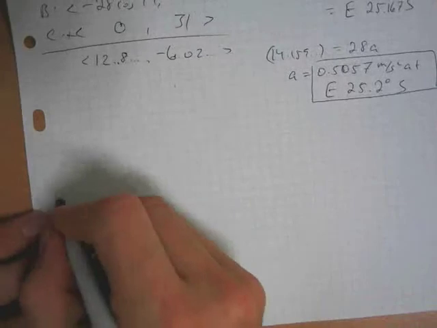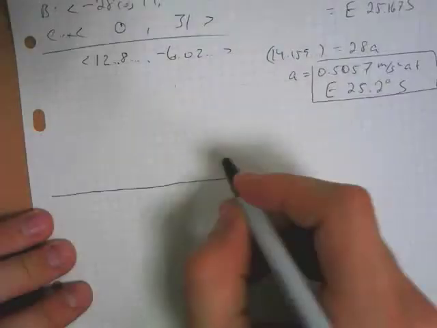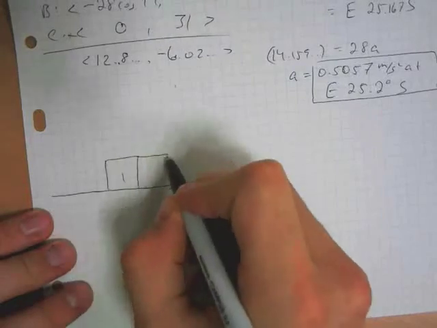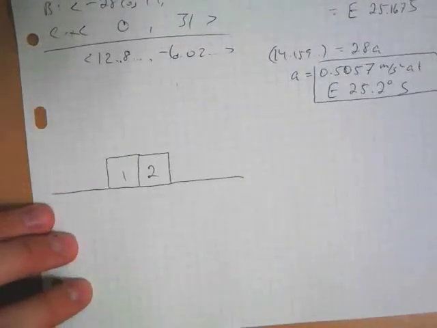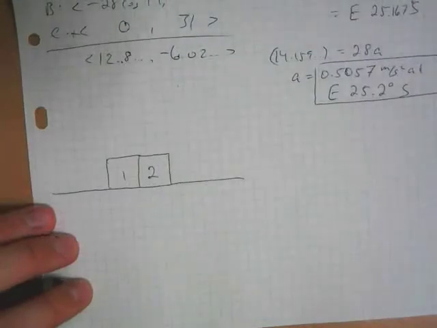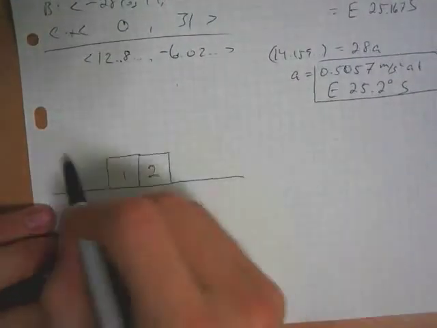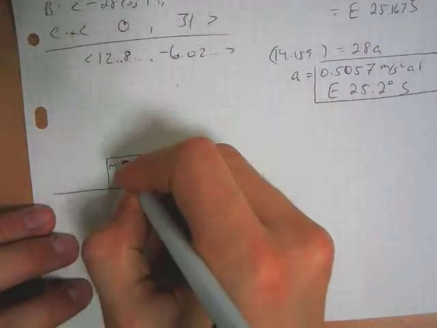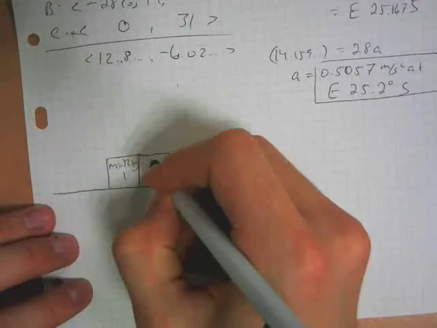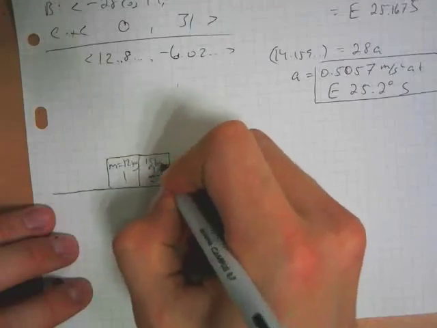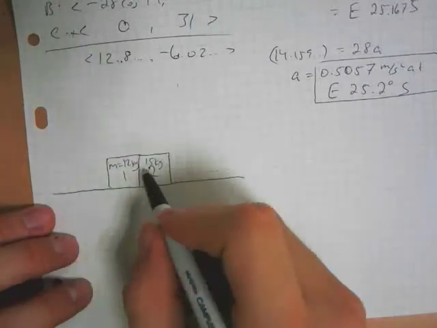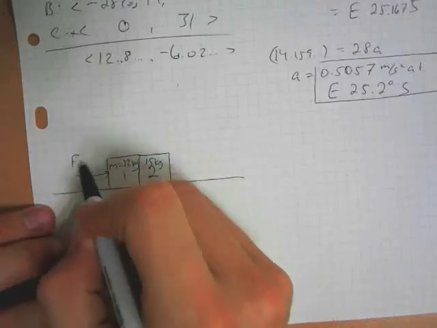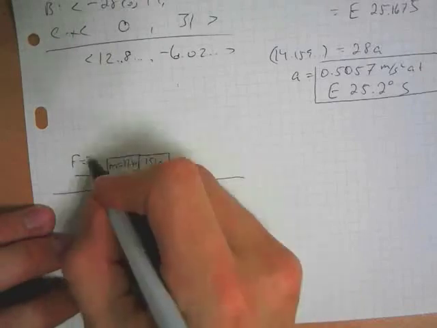Let's say we've got two boxes, box 1, box 2. They're attached to each other, or blocks. Maybe blocks on the table would be a better way of thinking about this. And let's say block 1 has a mass of 12 kilograms. Block 2 has a mass of 15 kilograms. And these are being pushed with a force of 28 newtons.